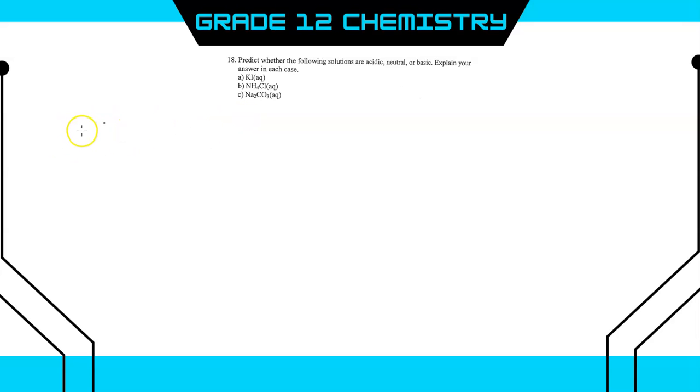With A, we have potassium iodide. Now, potassium iodide, when placed in aqueous solution, is going to completely dissociate. Right? So we're going to have potassium ions, and we're going to have iodide ions. Okay, so the ions of strong acids and bases produce neutral solutions. So this one's going to be neutral. All right, let's look at the next one.